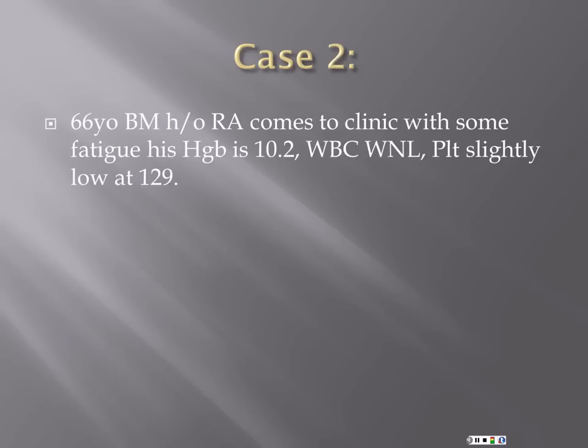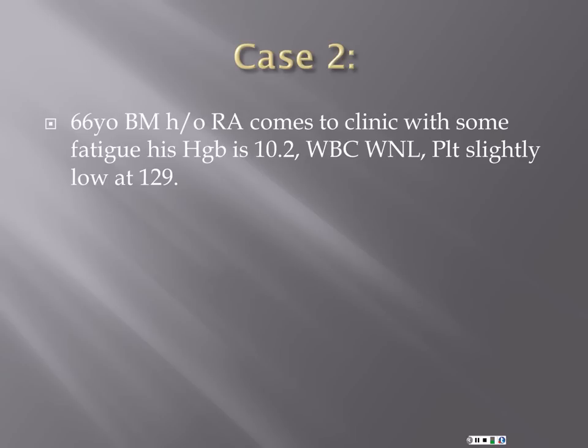Case number 2, we have a 66-year-old black man with a history of rheumatoid arthritis. He comes to the clinic with some fatigue. His hemoglobin is 10.2. His white count is within normal limits, and his platelet count is slightly low at 129. So he has Felty syndrome, right? But what's the next best test? Perfect. What's the next best test in this patient? It's always the same. That's why I want you guys to get it.